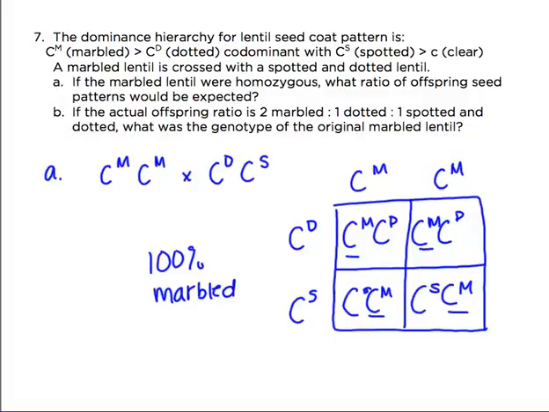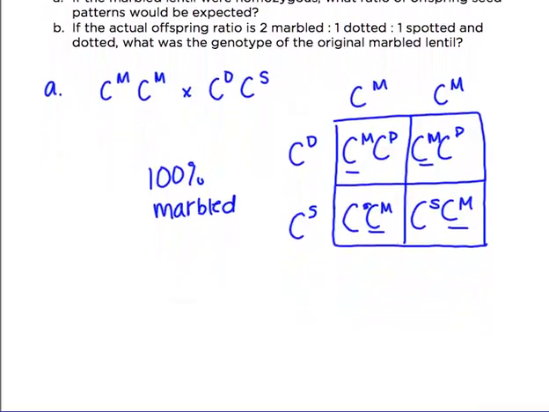Okay, so for part B, it says if the actual offspring ratio is 2 marbled to 1 dotted to 1 spotted and dotted, what was the genotype of the original marbled lentil? So let's write out the genotypes for these offspring phenotypes. It says 2 marbled. Now again, because marbled is the most dominant allele, they would only need one big CM. And the other one could be a dash because we're not sure what it could be yet.